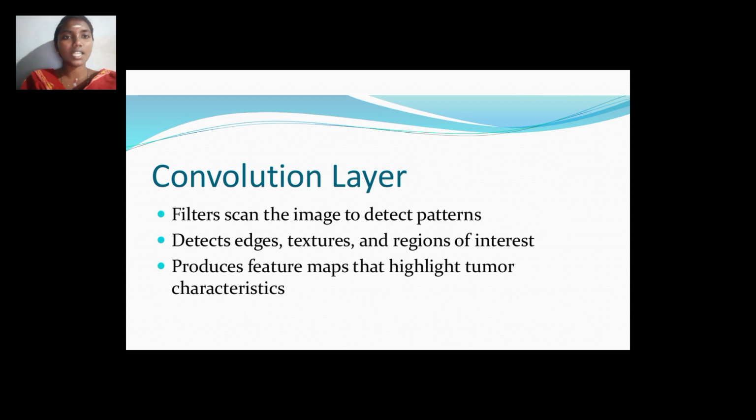Next, the convolution layer. Its filters scan the image and detect patterns. The convolution layer detects edges, textures, and regions of interest. It is mostly helpful for analysis, and it produces a feature map that highlights the tumor characteristics.